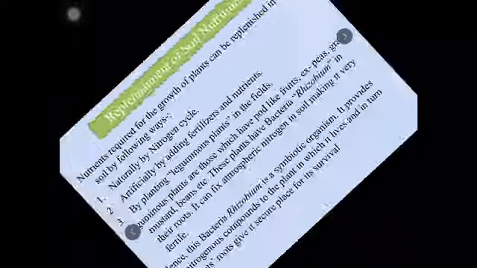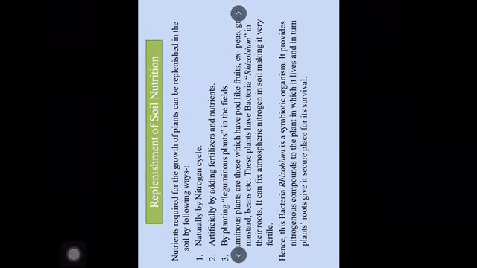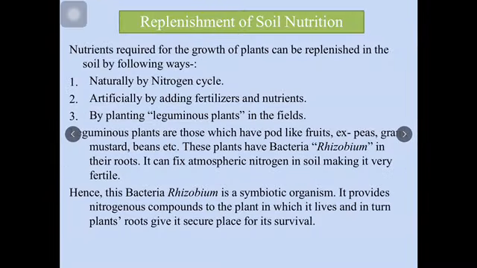So what are leguminous plants? Plants like peas, tamarind, or groundnut, the pod like. There is an outer cover and inside there are seeds. These are called leguminous plants. And all such plants have bacteria called rhizobium in their roots. These plants don't need any manure and fertilizer for their growth. The rhizobium in their roots provides it by fixing the atmospheric nitrogen.